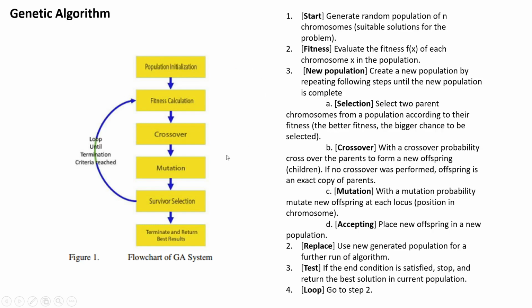So you start and generate a random population of n chromosomes. Then you check the fitness calculation. Accordingly, you do crossover and mutation. Then you do selection based on some criteria, and then you do fitness calculation again. If it is the best, you terminate and give the result. Otherwise, you continue in this loop until your termination condition is reached.